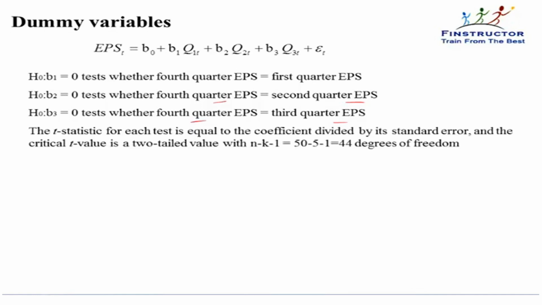The hypothesis test remains the same. The t statistic is the coefficient divided by its standard error, and the critical t value is calculated from the t table with n minus k minus 1 degrees of freedom. If there are 50 data points with 5 variables, then it will be 50 minus 5 minus 1.